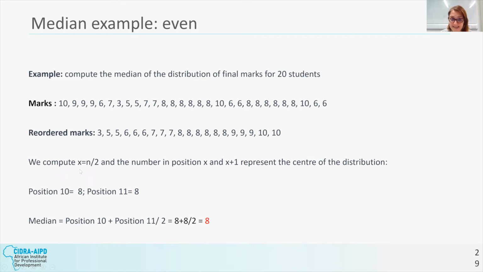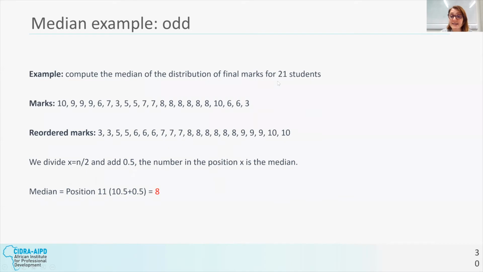Then we compute x as n over 2, which is 20 over 2, 10. And we're going to consider the position 10 and the position 10 plus 1, 11. Then we are going to divide them by 2. This value will represent the value of the median. So we are going to take the value in position 10, 8, the value in position 11, 8. We are going to sum them and divide by 2. So we obtain that the median of this sample is 8.